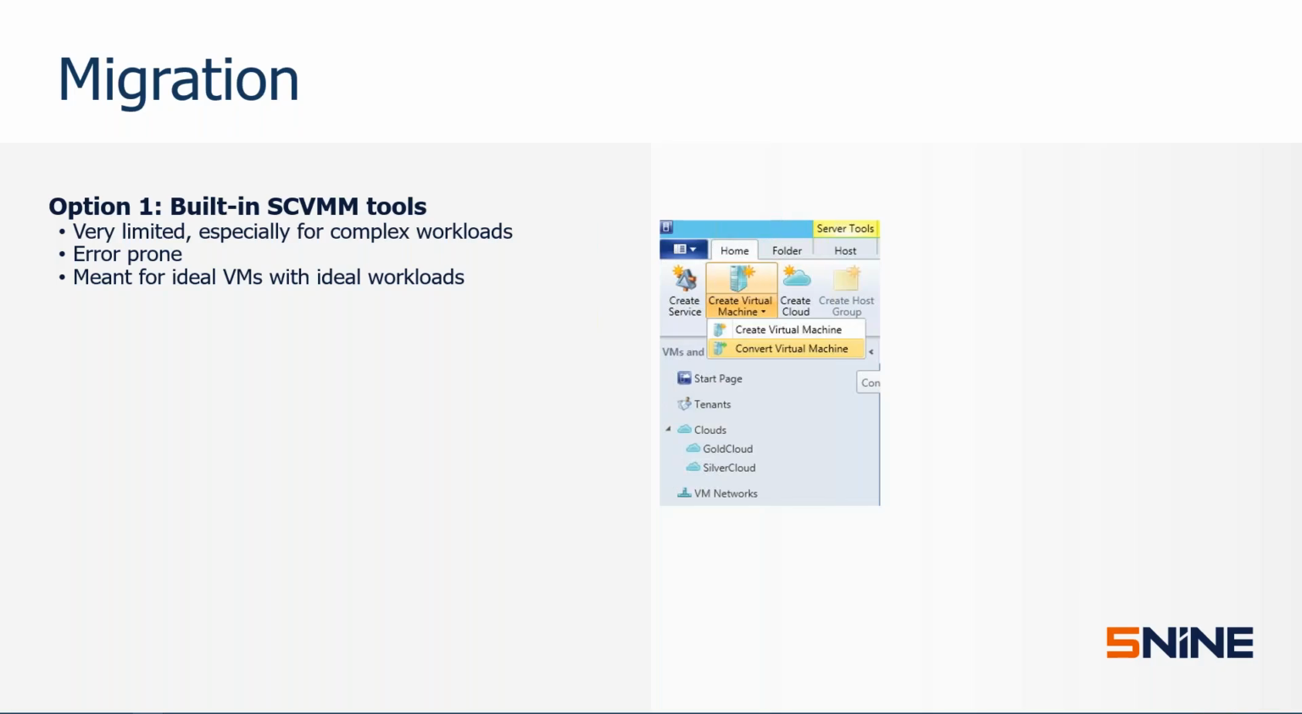So migration, what are your options? When you're going from HyperV to SCVMM, you've got a couple options. You can use the built-in SCVMM tools. Again, they're very limited, especially for complex workloads. They're error-prone, and they're meant for ideal VMs and ideal workloads.